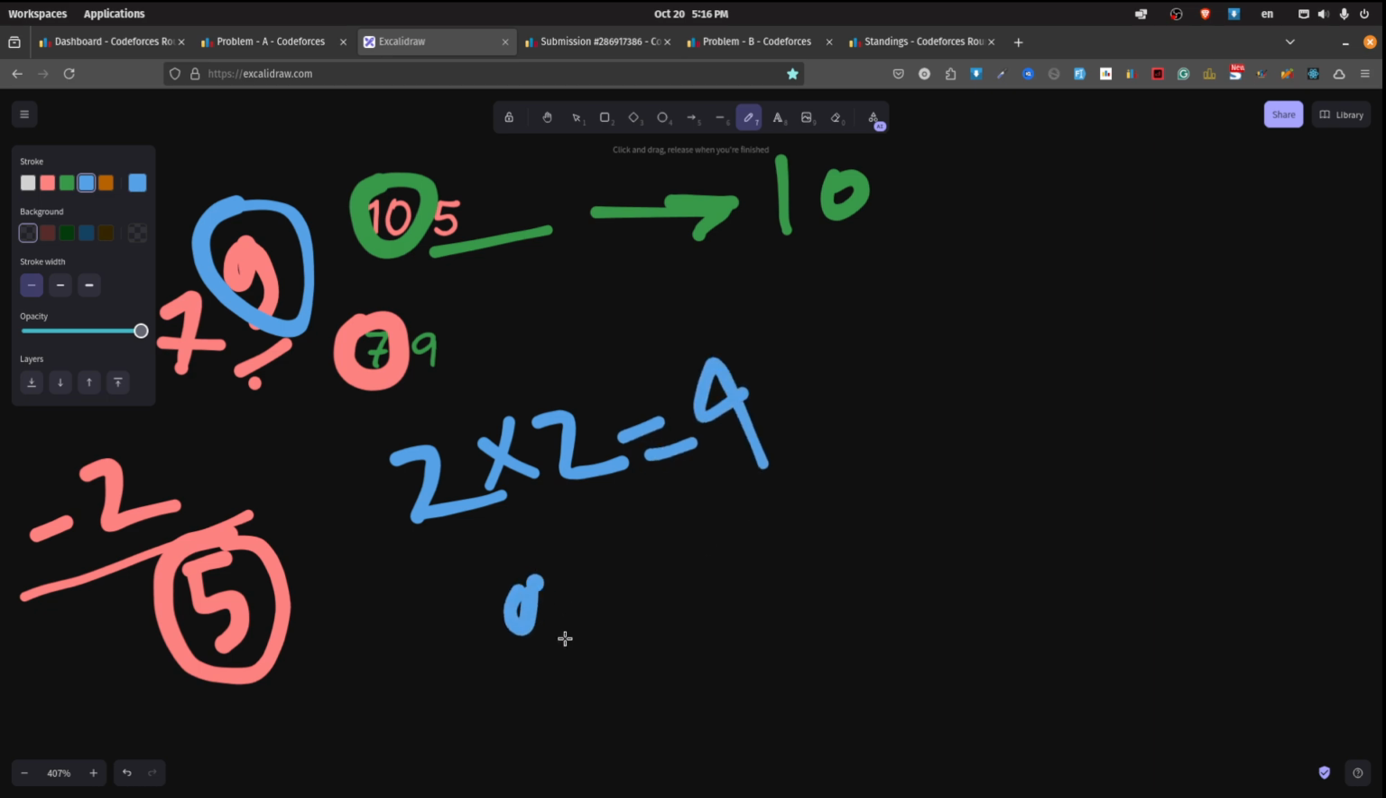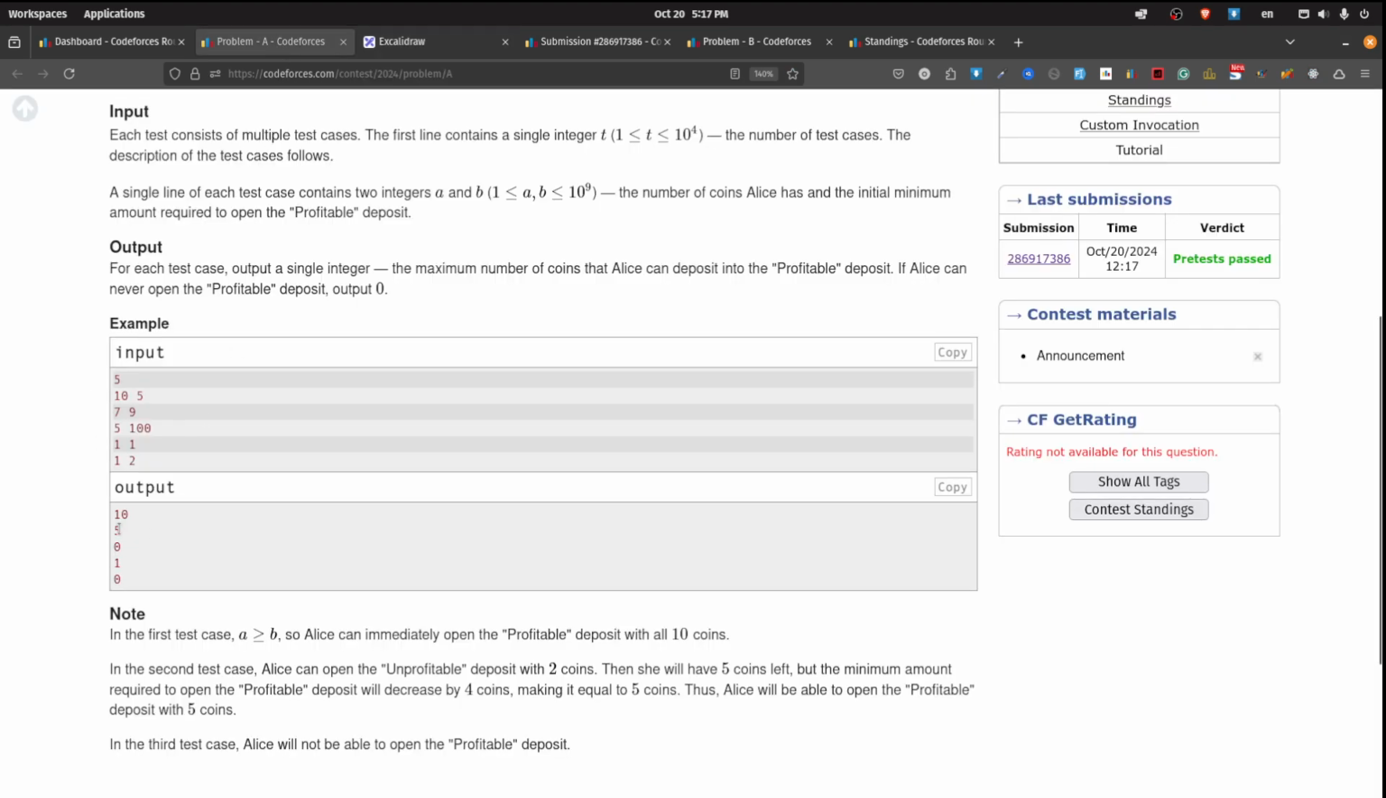So 9 minus 4 is equal to what? It is basically 5. So you have 5 coins and you require 5 coins to open the deposit. Since you met the criteria, you can open a deposit with 5 coins, and that's why in the second test case, the answer is 5 coins.